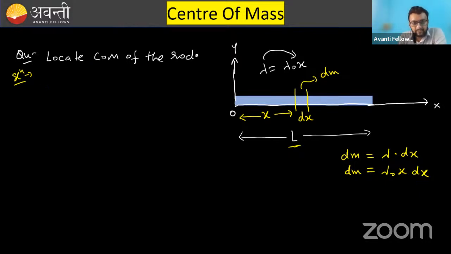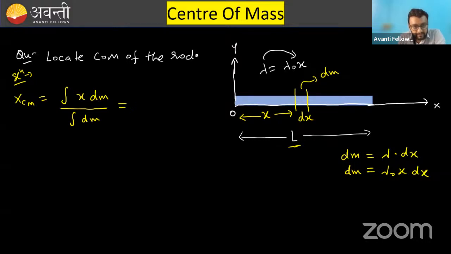Okay. dm is lambda naught x dx. Done. So now the next step is we will locate the x coordinate of center of mass. Have you remembered the formula? Integration x dm divided by integration of dm. That's what we are using. If you are using the y coordinate, then this x will be replaced by y, nothing else. Done? Okay. So now we will put the values. Here integration of dm is obviously total mass, but total mass is not given. So we will calculate that as well.